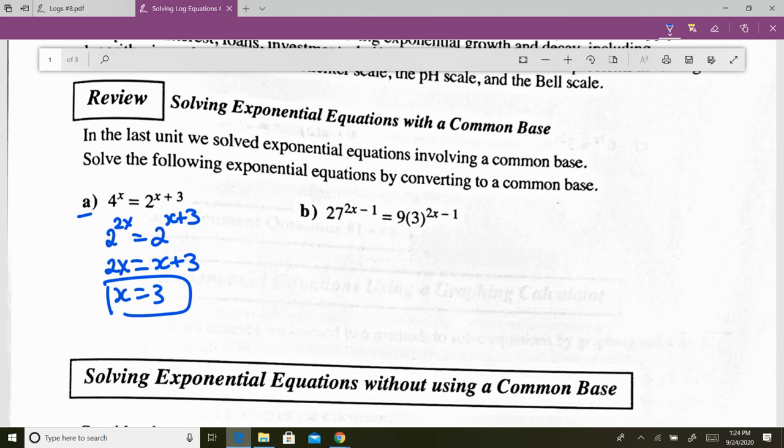You want to try to do that because it is simple and fast and less complex than what we're about to learn right now. However, it only works if you can make them a common base. And unfortunately, in real world stuff and in most problems, you cannot make them a common base. So you have to use other techniques. All right?